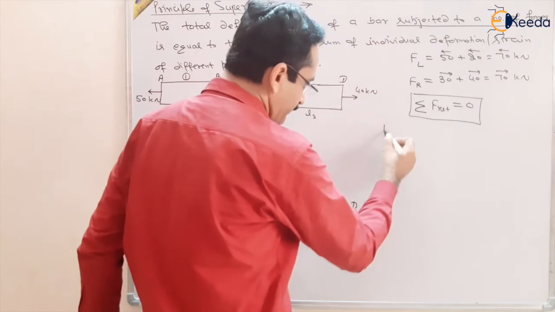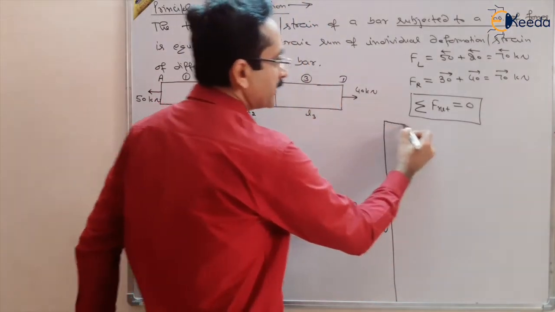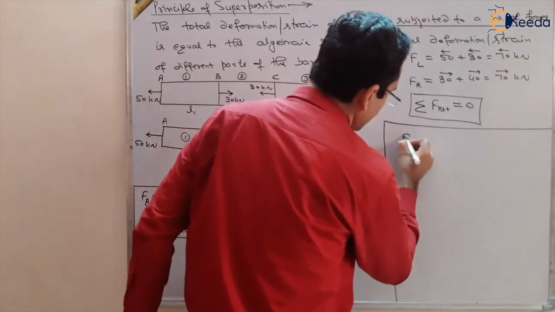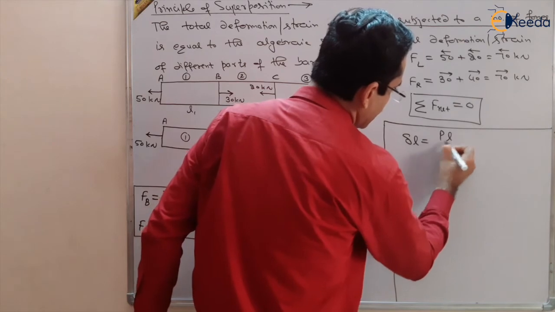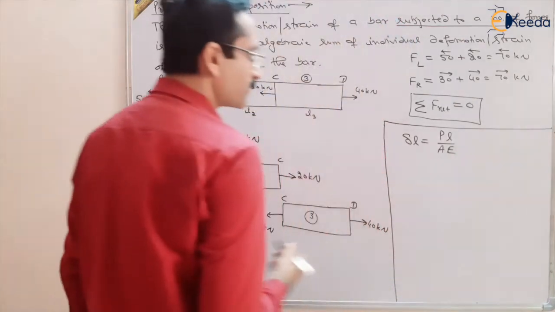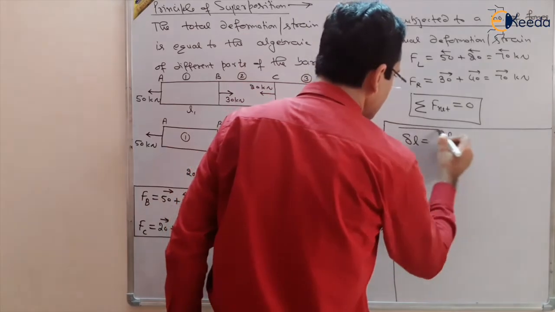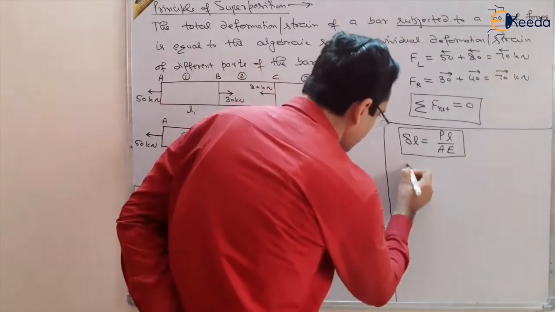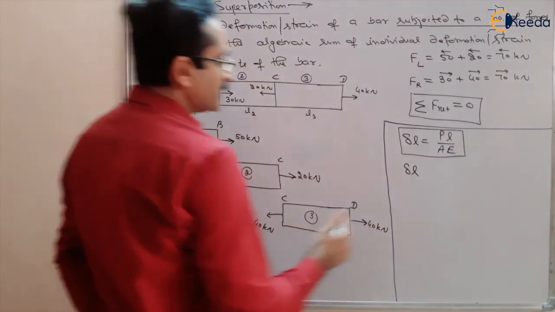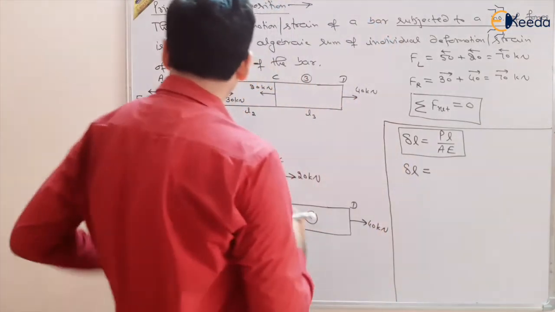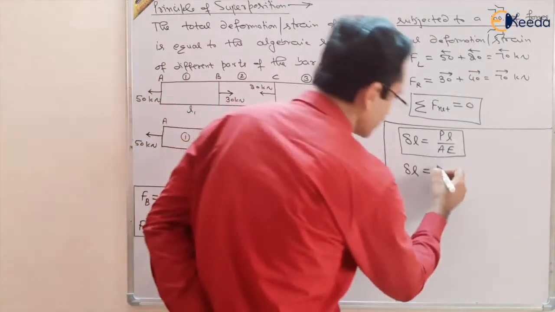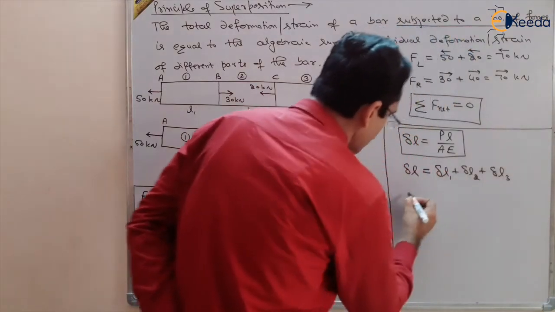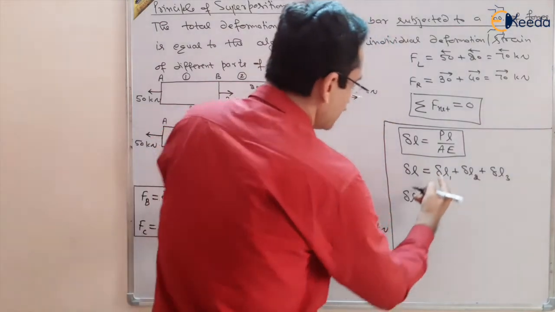And you have already read, what is the formula for the deformation in a body? So what is that formula? You know that deformation is given by PL upon AE, right? We have already read this in our previous lecture, PL upon AE. So by the principle of superposition, the total deformation will be equal to the algebraic sum of the deformations of all the parts of the body. It means delta L1 plus delta L2 plus delta L3.